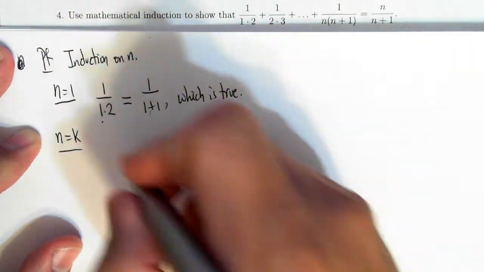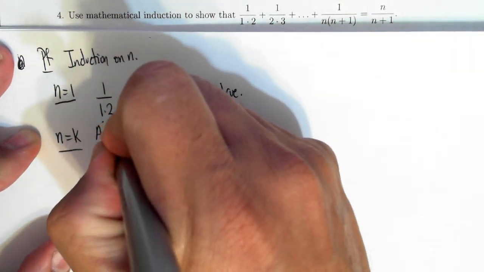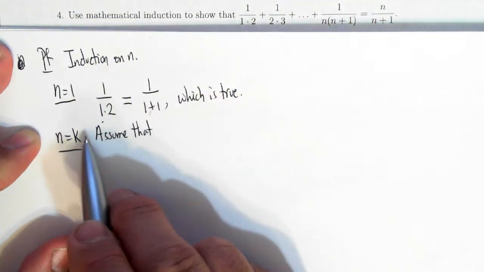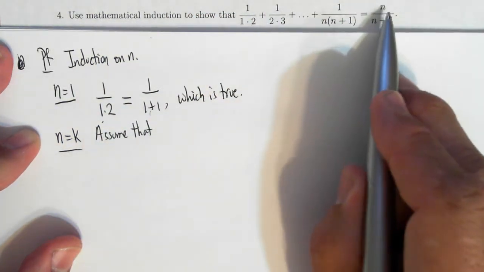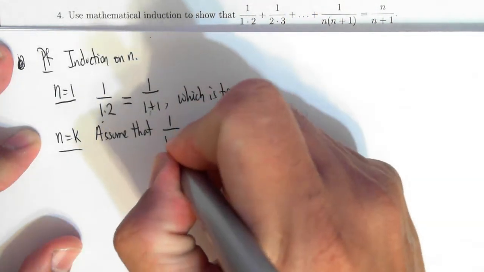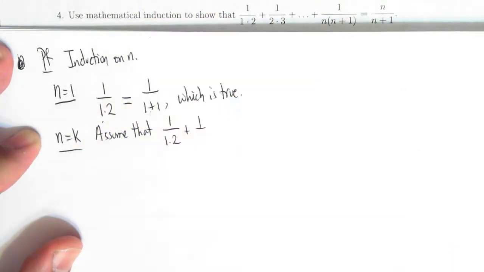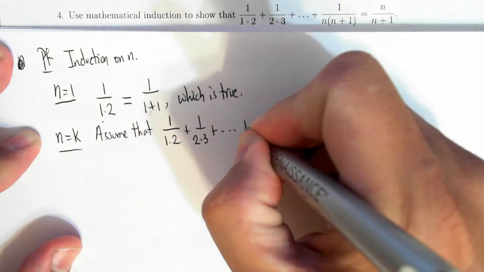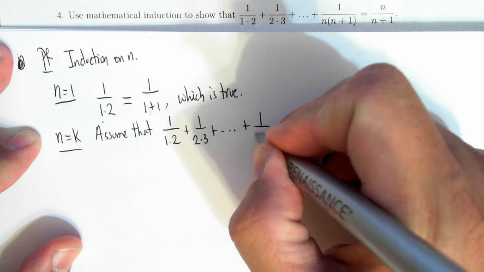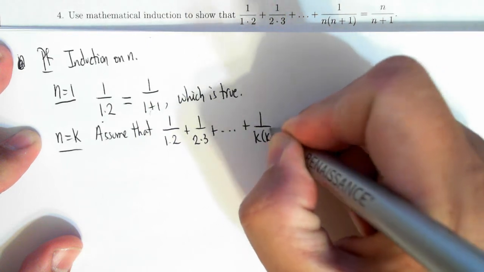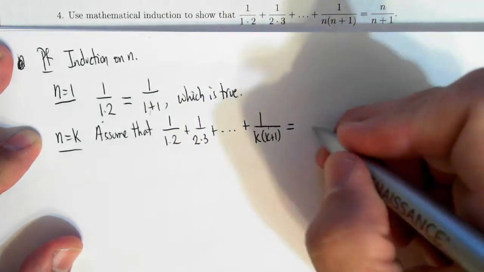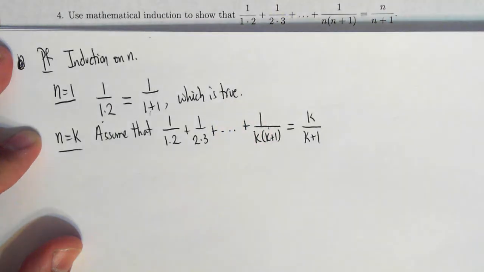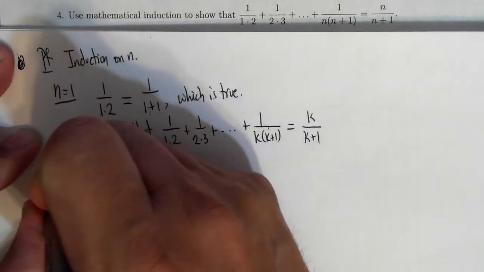Next, n equals k. We'll assume that, and again for n equals k, everywhere I see an n, I now replace by k. So 1 over 1 times 2 plus 1 over 2 times 3, all the way through 1 over k times k plus 1. We'll assume that's equal to k over k plus 1. So that's our induction hypothesis.